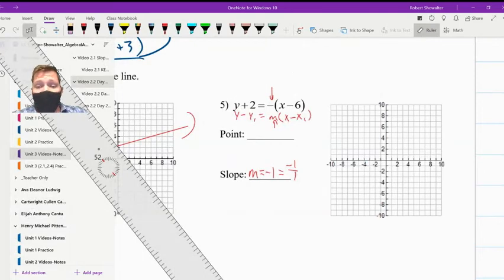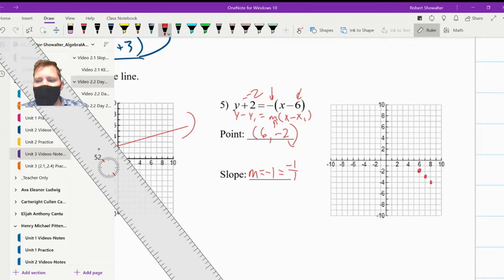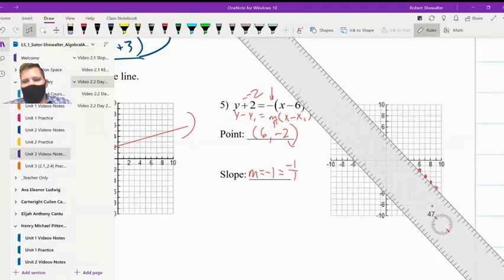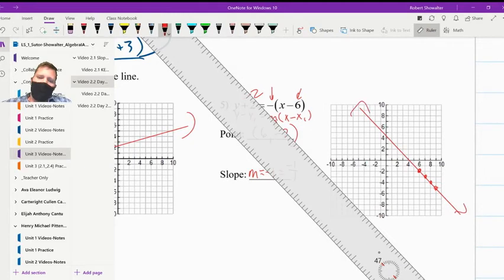But also you can read the point. The x goes with the x, but we have the reverse sign. So it's not -6, it's +6. And over here, it would be -2. So the y-coordinate is -2. Now we're going to graph that. 6, -2. And we're going to go down 1, right 1 for our directions from that point. Notice how we started at a different point. We did not start at the y-intercept. We started at the point that was given to us as it was written in point form.